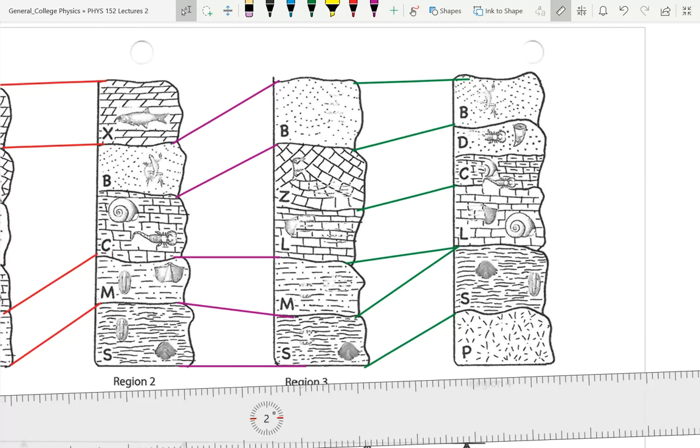Do you want us doing this in different colors? You don't have to do different colors. I'm doing different colors just to make it clear what I'm doing.